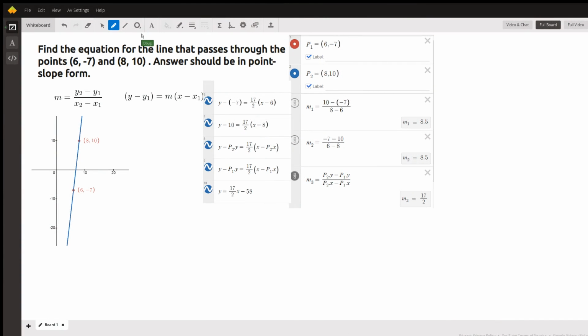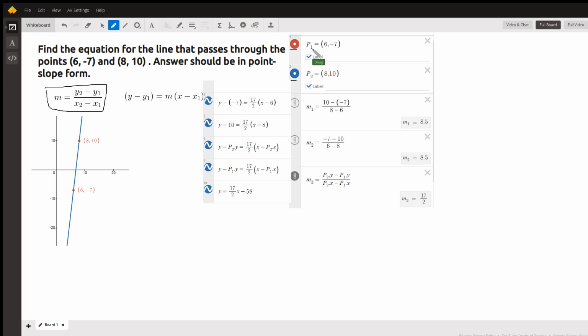Okay, to write the equation of a line, given 2 points, you need to know the slope of the line through those 2 points. So we're using this formula right here to calculate that slope. And by the way, this video also is going to show you how to do some stuff on Desmos.